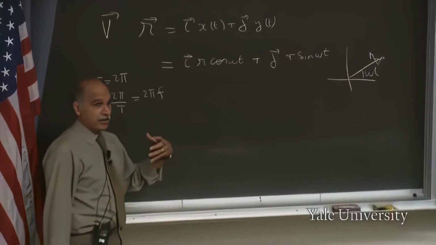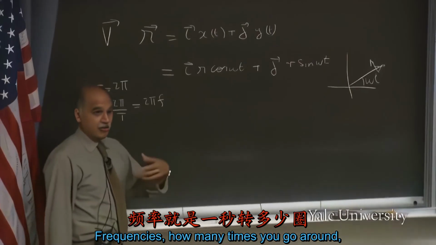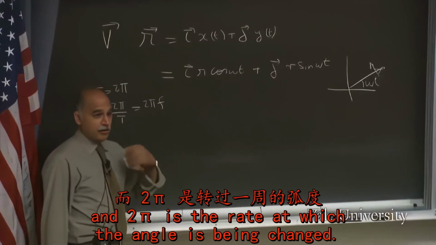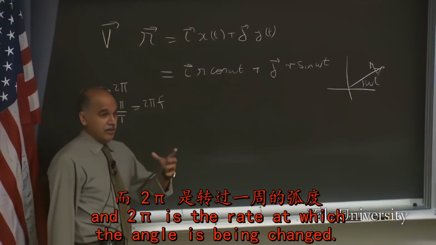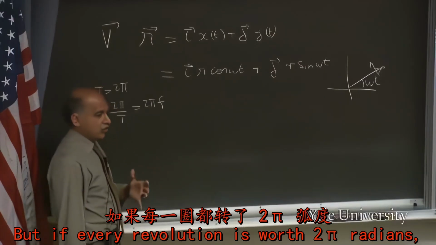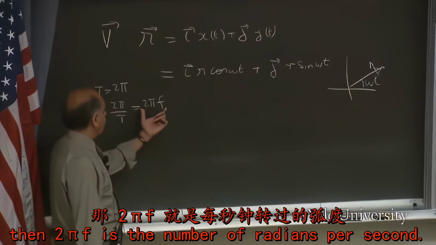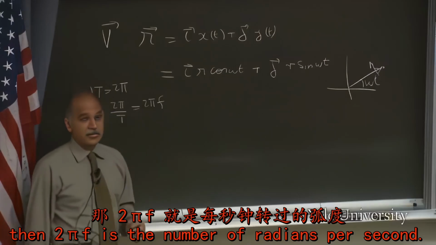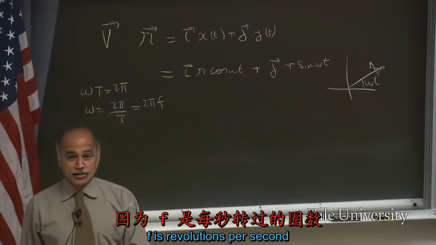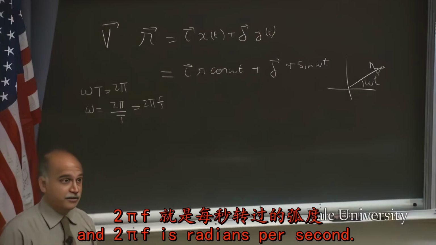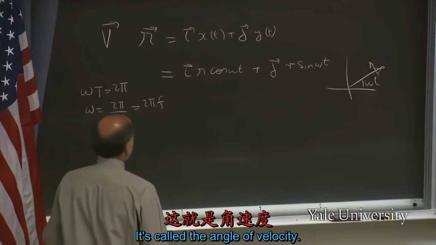Why is that? Frequency is how many times you go around, and 2 pi is the rate at which the angle is being changed. If every revolution is worth 2 pi radians, then 2 pi f is the number of radians per second. So f is revolutions per second, and 2 pi f is radians per second. And it's called the angular velocity.